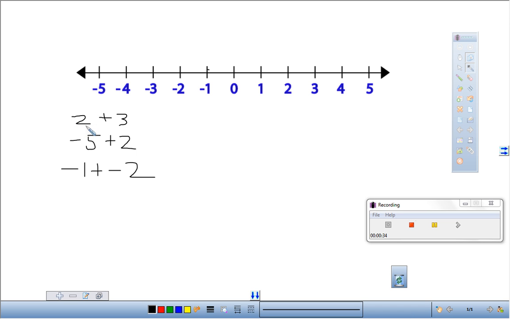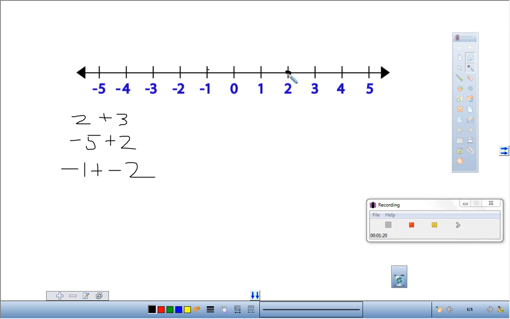So what I want you to do is read all of these sentences as sentences. This means something, the operation means something, the sign on here means something, and then whatever this numeral is right here means something, the 3. So let's start with the 2, so that means to start on the number line using a 2.